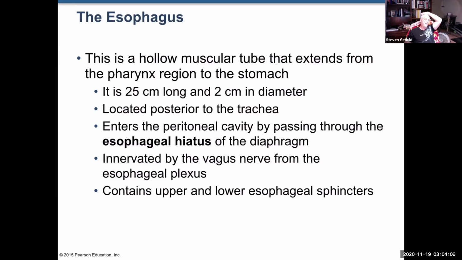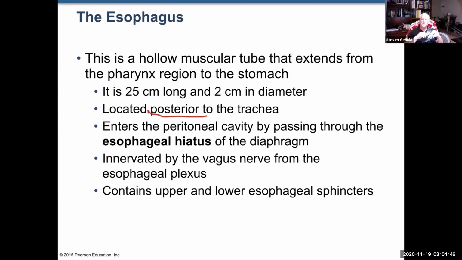So the esophagus is about 25 centimeters long, about 2 centimeters in diameter. It's located posterior to the trachea. Coming from the anterior surface, you have your cricothyroid membrane here, your thyroid cartilage, you have your trachea, and you have your esophagus. It enters the peritoneal cavity, passing through the esophageal hiatus of the diaphragm. So the diaphragm has an opening called the esophageal hiatus, which the esophagus passes through as it goes to the stomach. Because the stomach is below the diaphragm. So for the esophagus to get there, it has to pass through the diaphragm, and it does it through the esophageal hiatus.